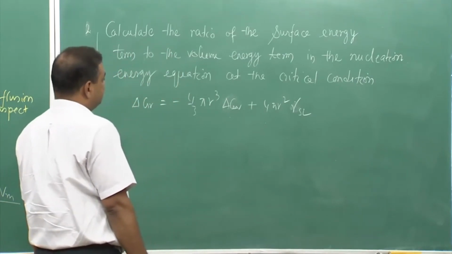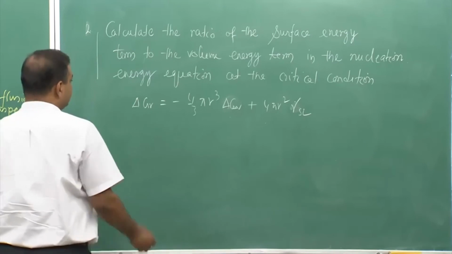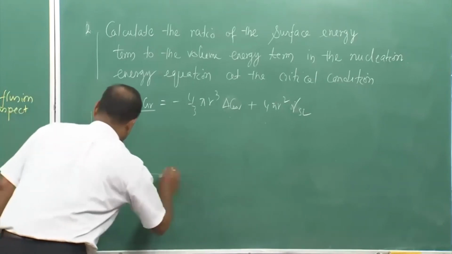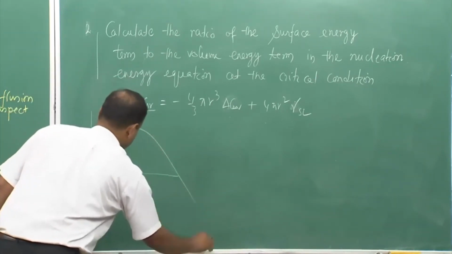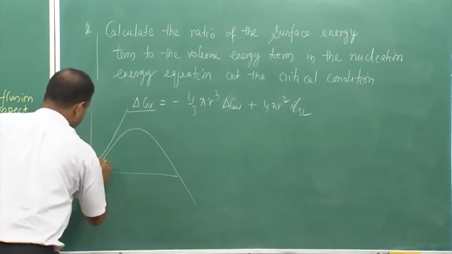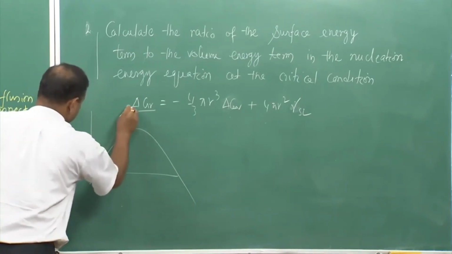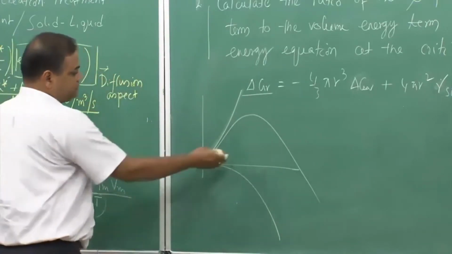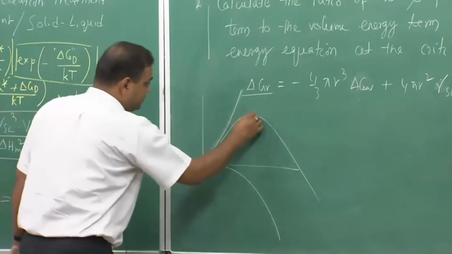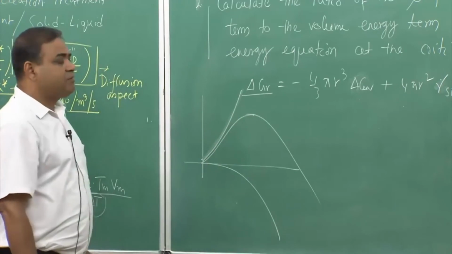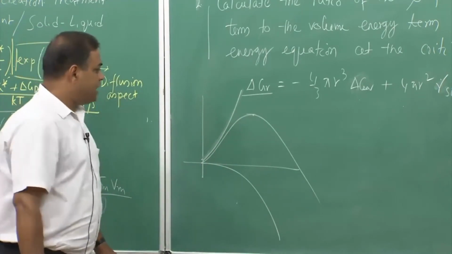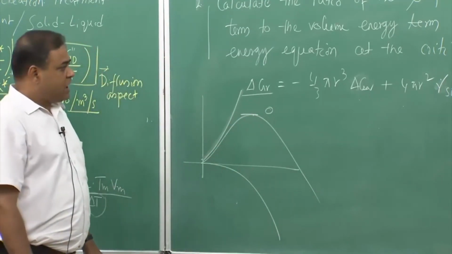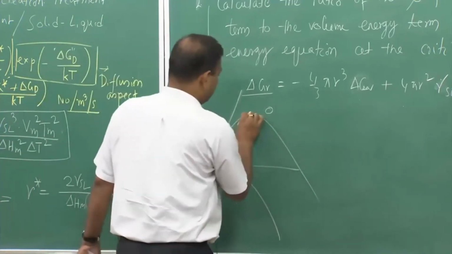Now, during that case, I need to find out the critical condition. We have seen the expression of the variation of delta G R, which is like this, where this is my surface energy term, this is the volume energy term, and this is my delta G R. At the critical point, which is this, delta G R becomes maximum and the slope becomes 0. So, that means unstable equilibrium, and that time I just find out what the condition there is.